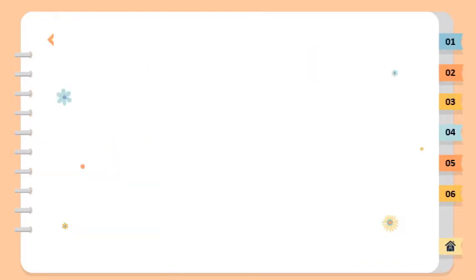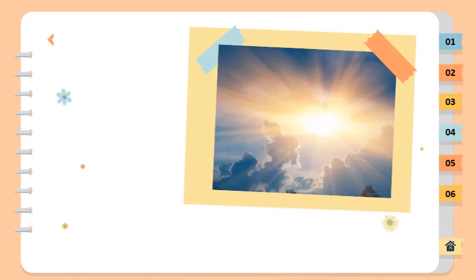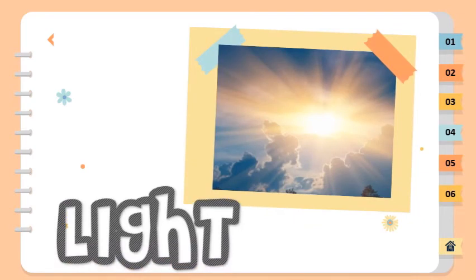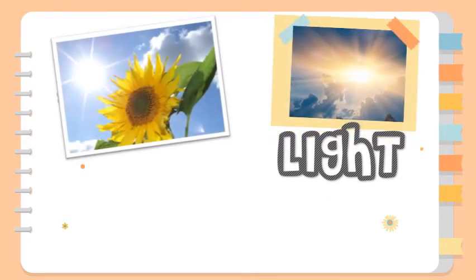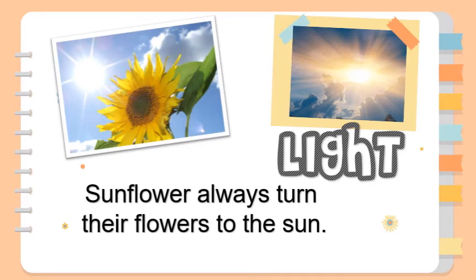Plants respond to light. Let's practice the word light. One more time, light. This is the light coming from the sun. For example, sunflower. The sunflower always turns its flowers to face the sunlight. This is how the sunflower responds to its stimuli, which is the light. So wherever the light or the sun is, this is where its flower faces.